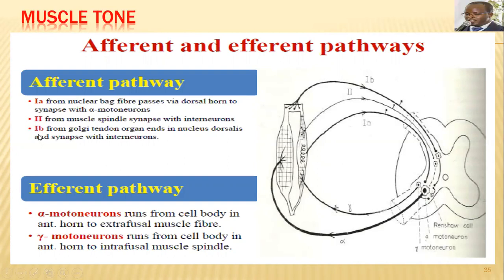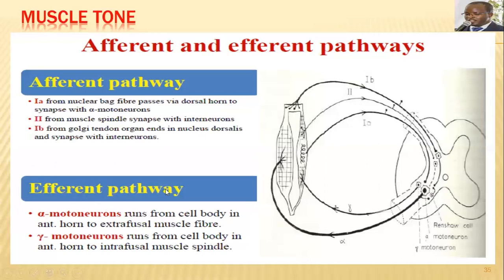Then you have type 1B, which are coming from the Golgi tendon organs. From the Golgi tendon organs, it ends in the nucleus dorsalis and synapses with an interneuron. So these that are coming from the Golgi tendon will form a synapse with the interneuron, or the relay neuron, that is now communicating with other interneurons, which are called the Renshaw cells. Then the Renshaw cells can communicate with the motor neuron.